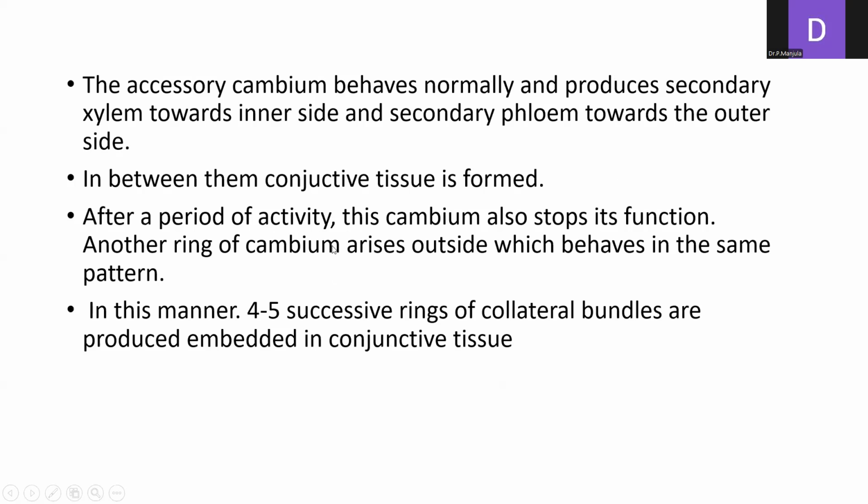After a period of activity, this cambium also stops its function, and another ring of cambium arises outside, which behaves in the same pattern. After some time, again this accessory cambium will stop its activity and another cambial ring will be formed. In this manner, 4 to 5 successive rings of collateral bundles are produced, embedded in the conjunctive tissue. This abnormal activity continues for 4 to 5 successive rings.